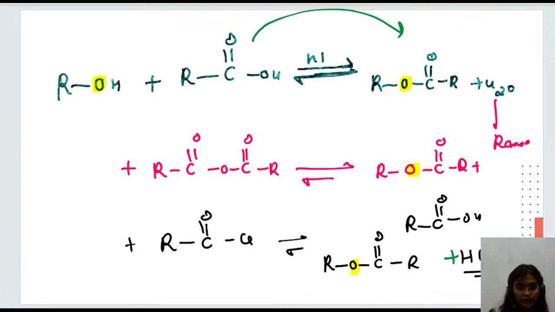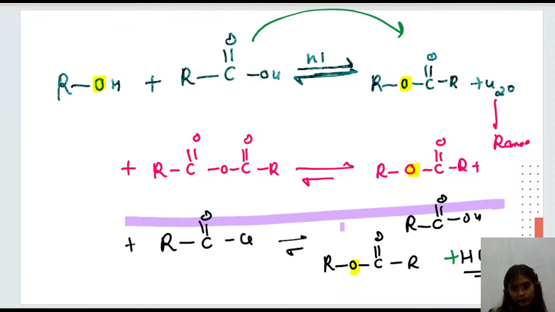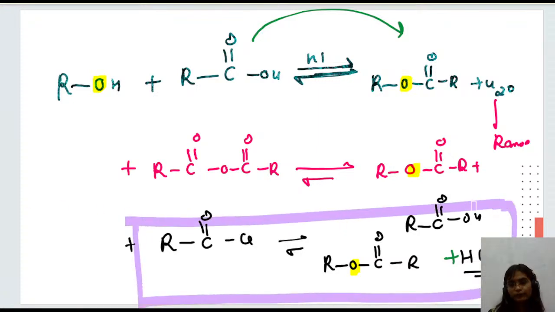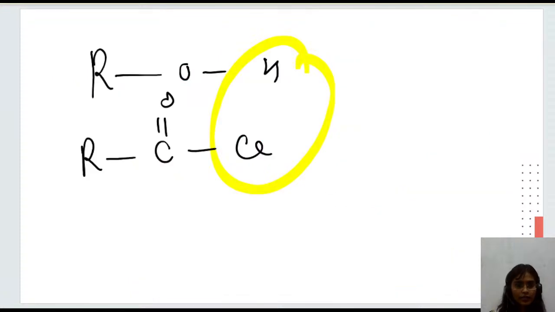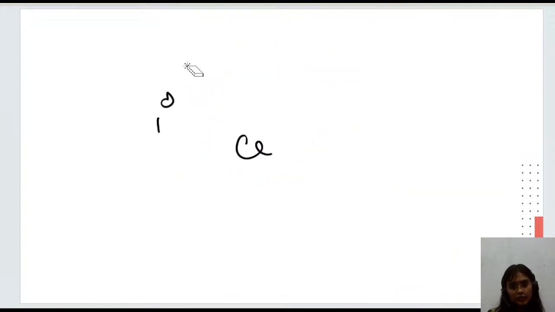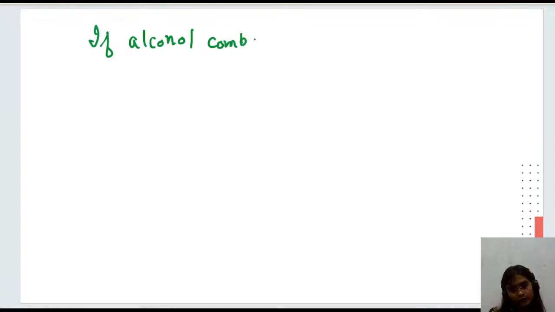In this case, let me just highlight this. Okay, this last one. In this case, let's write a kind of note, because sometimes a statement-based question also asks for a rational reason. So in this case, if alcohol combines with acid chloride or acid halide, let's say.